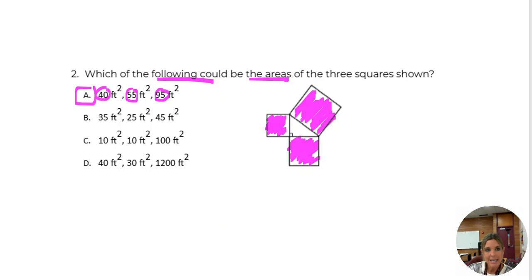If my area is 40 for this one, and the area for this one is 55, that means the area of this one would have to be 95. And you can see here, 35 plus 55 is 60. That doesn't equal 45, okay? 10 plus 10 is 20. That doesn't equal 100. 40 plus 30 is 70. That doesn't equal 1200. So the only one that it could be is that one.